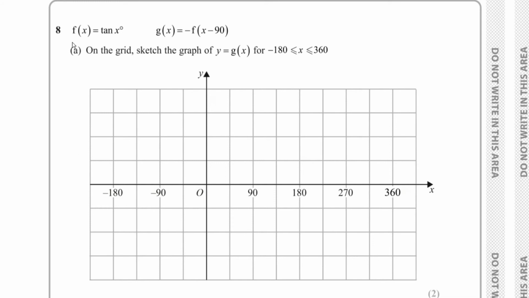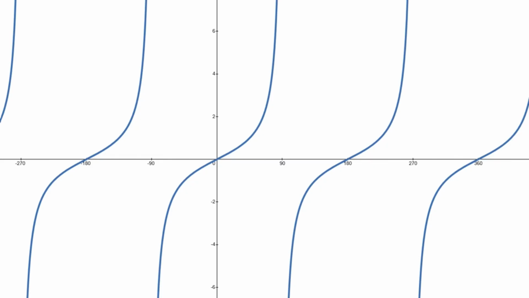Question number 8. f(x) is equal to tan x, and g(x) is equal to negative f(x − 90). Part A, on the grid, sketch the graph of y equals g(x) for x being in between negative 180 and 360 degrees. Now, to begin with, here we have the graph of y equals tan x.